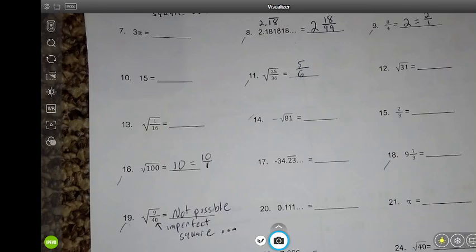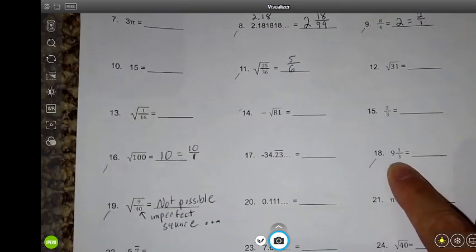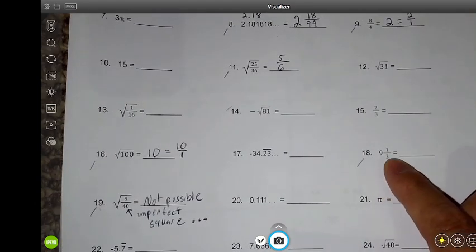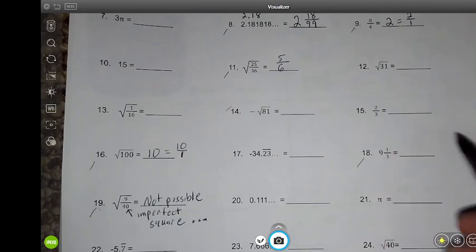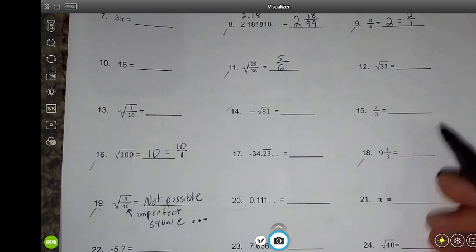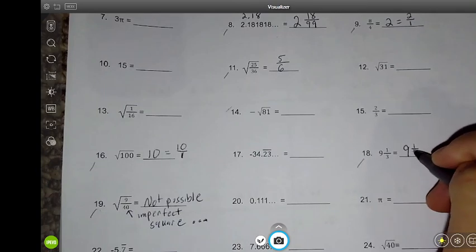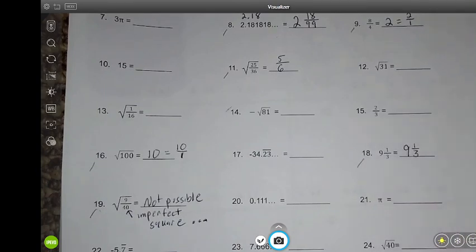Alright. And then I think the only other one I see on here is number 18, 9 1/3. Okay, so 9 1/3. Well, I think it is already simplified, 1/3, and it's already written as a fraction. A mixed number is a fraction, 9 1/3. There's our fraction for it.